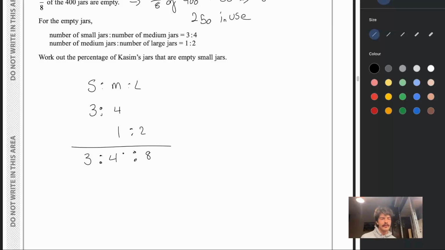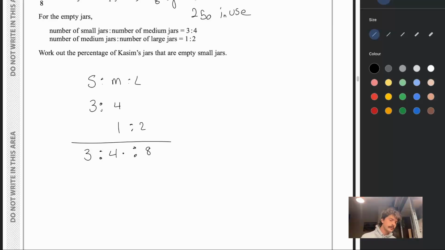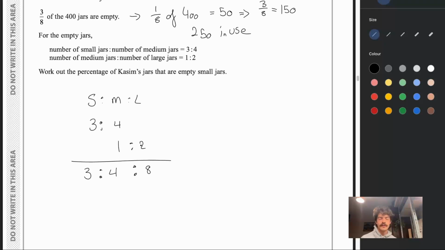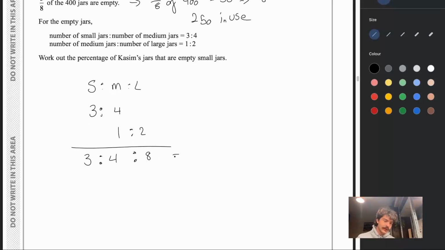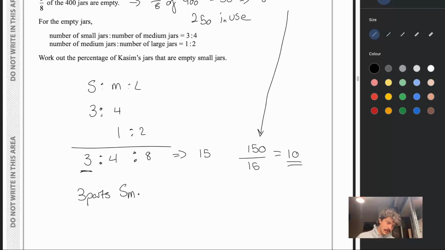So work out the percentage of Kazim jars that are empty and small. So now we're going to have to use this to our advantage to figure out, well, actually, how many of these empty jars are small ones. The way that we do this is actually we'd count the total for the ratio. 8 plus 4 gives 12, plus 3 is 15. So that means that there's 15 parts, so to speak, in total. If we then were to look at this value down here, so the total number of empty jars is 150, and this is split into 15 parts. Quick division here will tell you that each part is a value of 10, and as such, we've got 3 parts that are small, where a part has the value 10, and as such, 3 times 10 is 30.